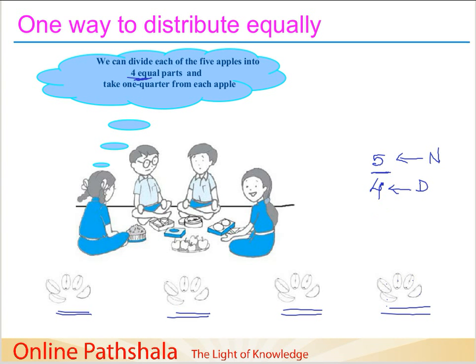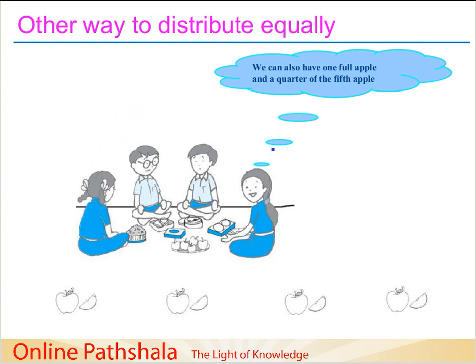Now this doesn't seem to be a very good way to represent it. So one of the friends got confused and said, "Oh, I don't really understand it. Could you just explain a better way?" Then another friend came up with a solution: since there are 4 people, all of us take 1 apple each, and whatever the 5th apple remains, we divide it into 4 equal parts. So here is another way it is done.